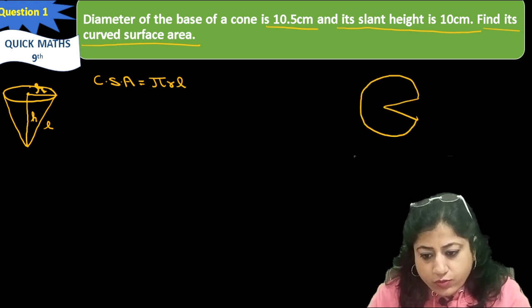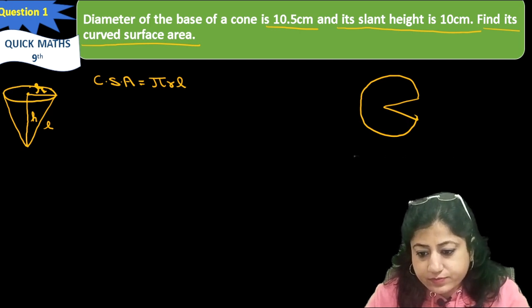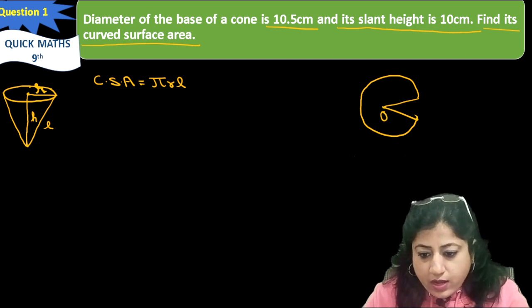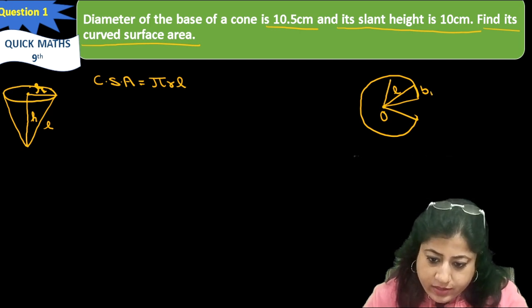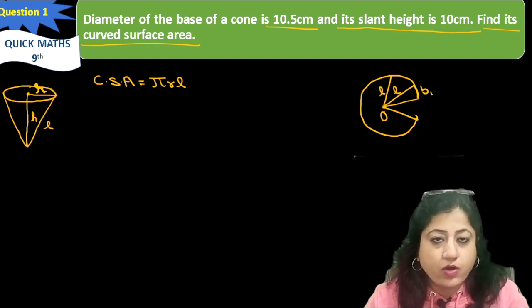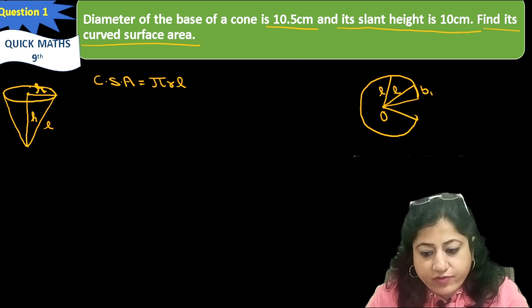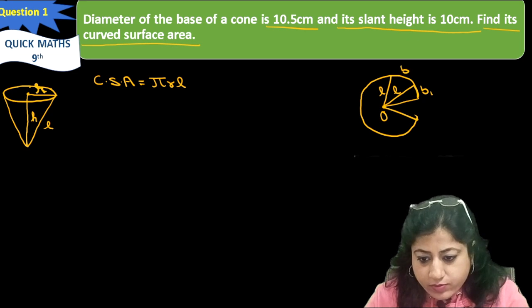अगर हम इस कोन को खोलेंगे तो ये लगभग ऐसा दिखाई देगा. इसके अंदर this is the center O. Now suppose this is the slant height and this is the base. Now this is the base B1. For this slant height, as the radius of the circle is the same, everywhere in this circle L is the radius. Suppose this is the base. For this one, this is the base B2.